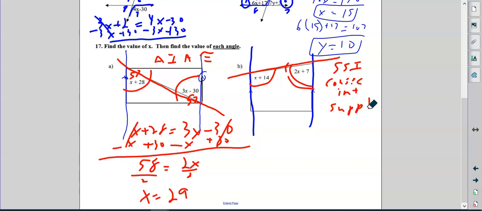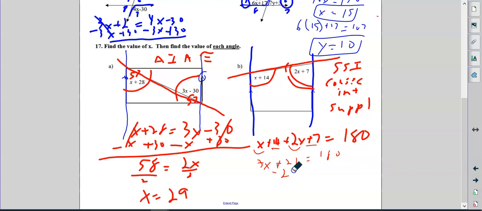So I'm not going to say x plus 14 equals 2x plus 7. All right? If you look at them, it's hard to tell. Okay? But one is obtuse, one is slightly acute. So I'm going to say x plus 14 plus the other angle are supplementary, meaning they add up to 180. Again, combine like terms. 3x. Combine 14 plus 7, 21.